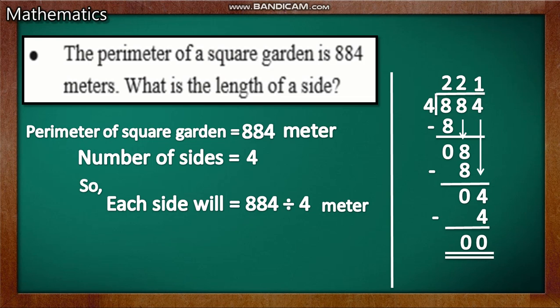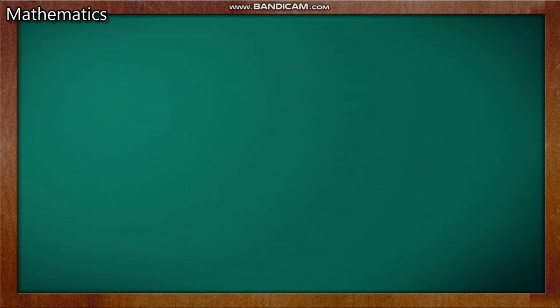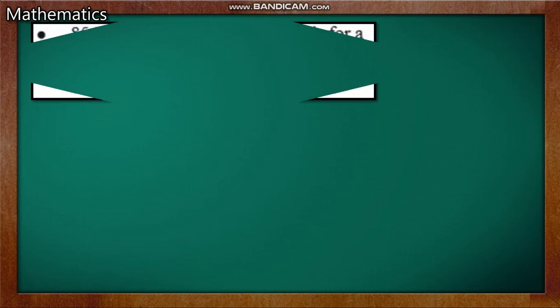Then where is the answer? 221. So that's equal to 221 what? Rupees? No. Meters. A side will be 221 meters. Okay, it is the final answer. So you have to draw 2 lines. Let's go to the next question. Third question.